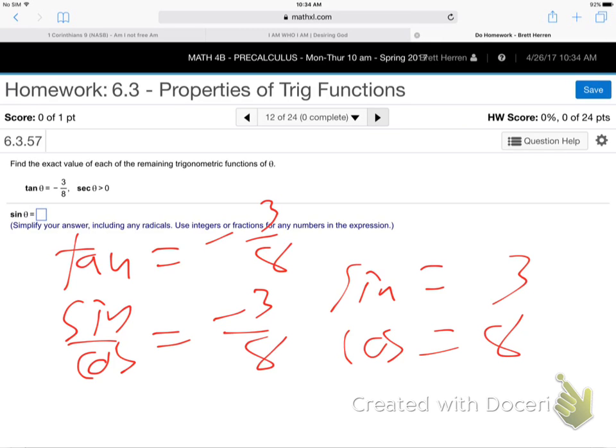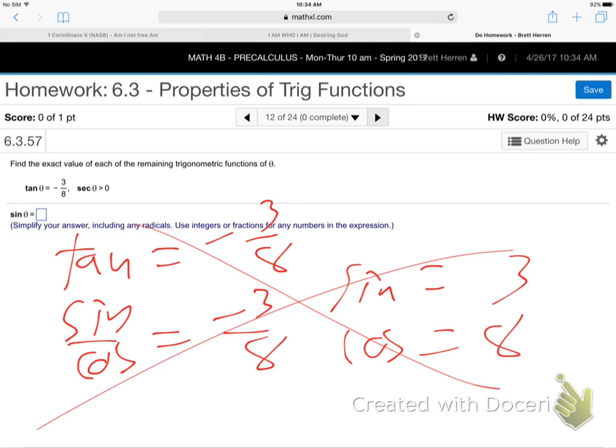Again, just because two things are in a ratio doesn't mean that those are individually their numbers, right? That has been reduced and changed, right? That's just their ratio. That doesn't mean sine is 3 and cosine is 8. So you can't do that, but I've seen that on tests quite a bit. So that's not true. So, well, then what do we do? If we can't do that, how are we going to get sine and cosine? I mean, we have tangent.